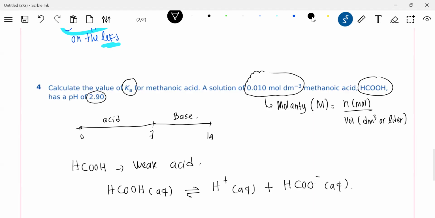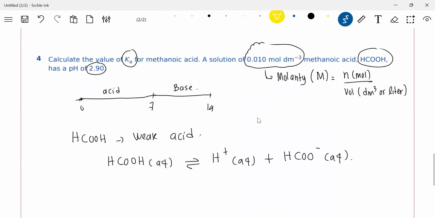Take a look, Diva. The presence of H plus is based on the Arrhenius theory. This is acid. So if there is the presence of H plus, that solution becomes acid. That is the characteristic.